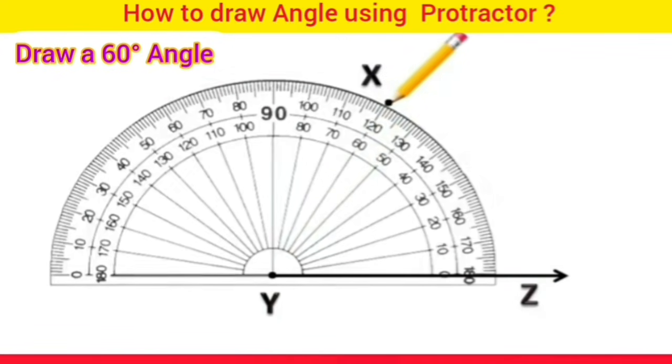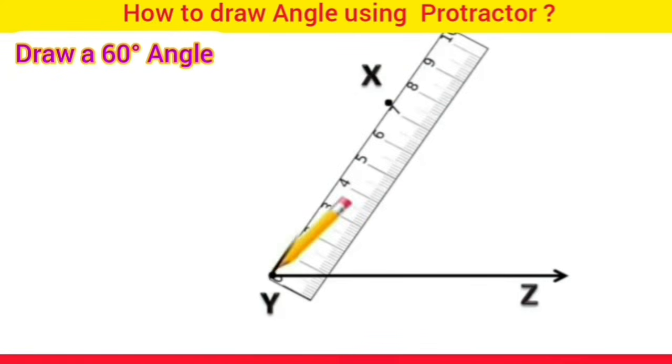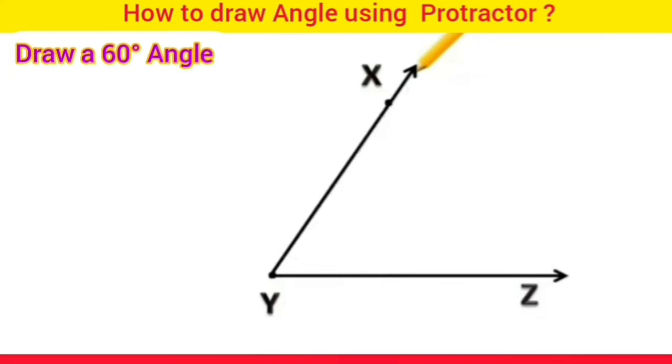Now take away the protractor. We'll call this point X. Now join the vertex point and X using a ruler. We'll form an angle. XYZ is of 60 degree.